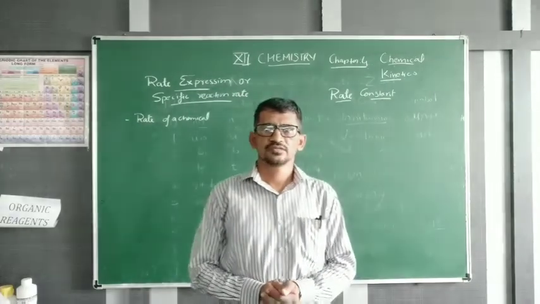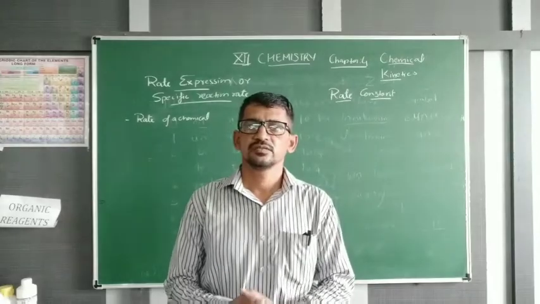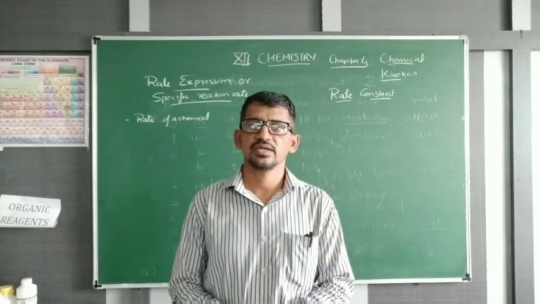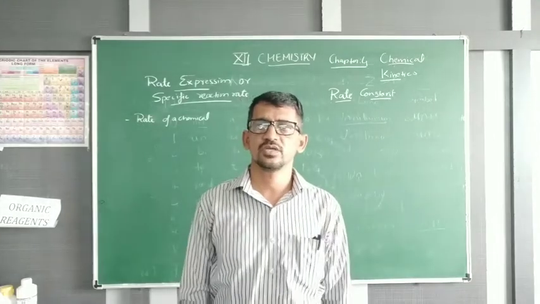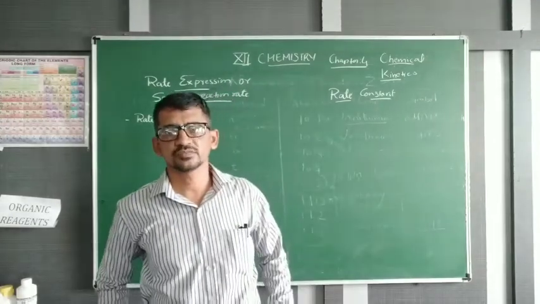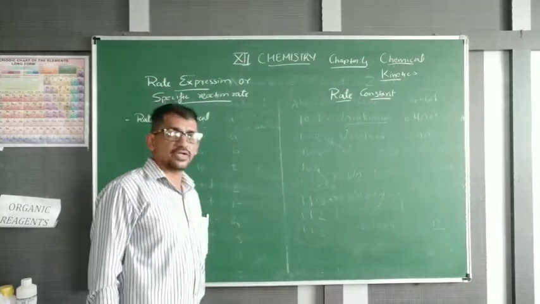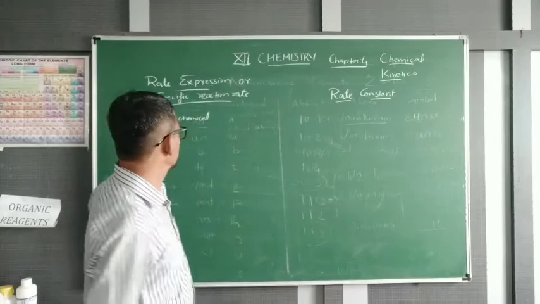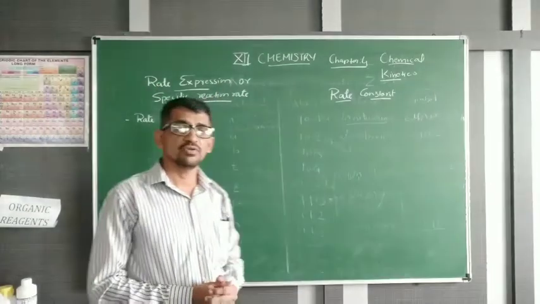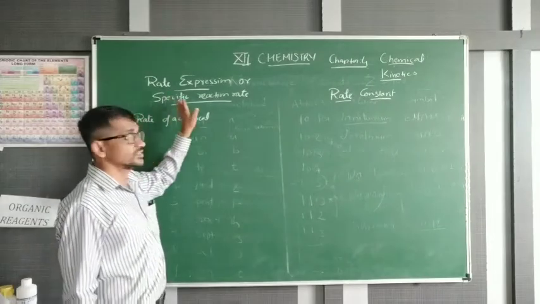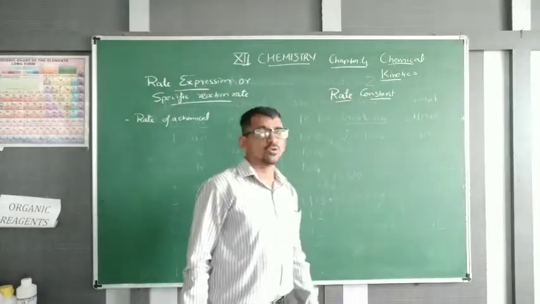Okay, good morning students. Today in chemistry we have started chapter number 4, chemical kinetics. In that we have discussed the classification of reactions according to their speeds. Today we discuss the rate and rate constant. Rate expression, how to express the rate, that we discuss. That is known as specific reaction rate. And then we discuss the rate constant.